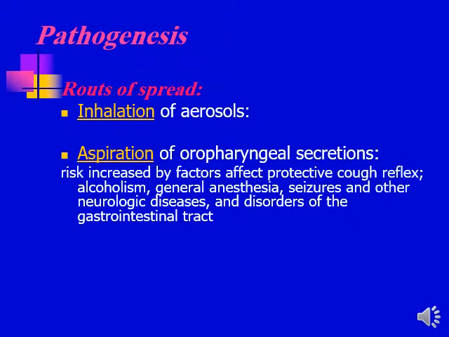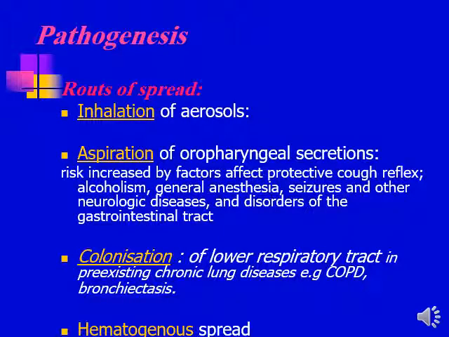What about the pathogenesis? How can I get this inflammation? Either by inhalation, which is most common, or by aspiration. But for aspiration of oropharyngeal secretions, there have to be risk factors. The healthy individual usually has no risk of aspiration. Who has risk of aspiration? Persons with factors that affect the protective cough reflex, like alcoholism, general anesthesia, or seizures. If I have any of these factors, I am more likely to have aspiration of my oropharyngeal secretions.